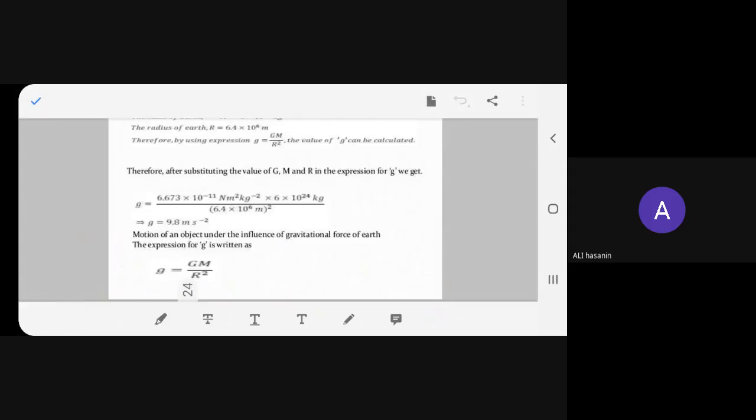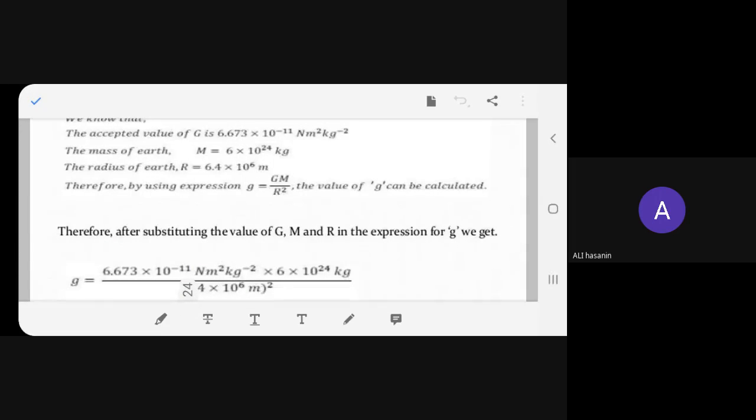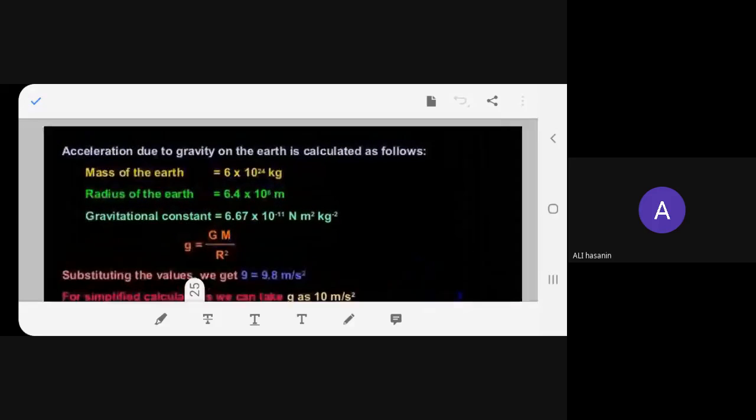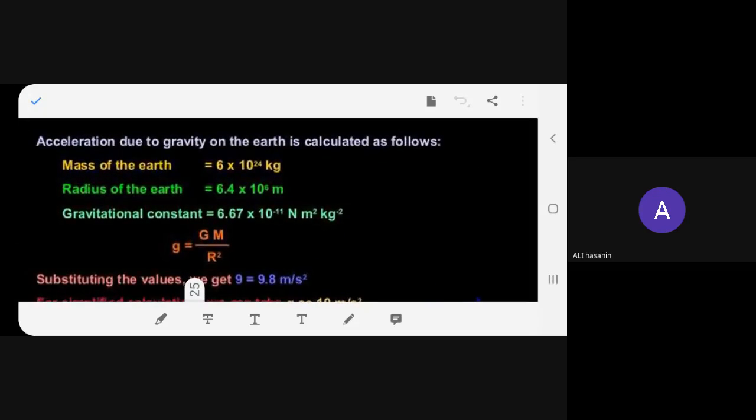Any problem regarding this slide? Any problem? All of you have understood? You can stop me anywhere, in between. The same thing we are doing again. It's revision again, the same thing to find out the value of small g. Okay? Start.